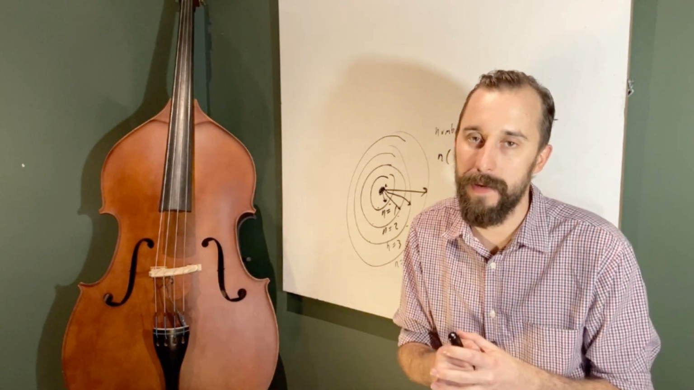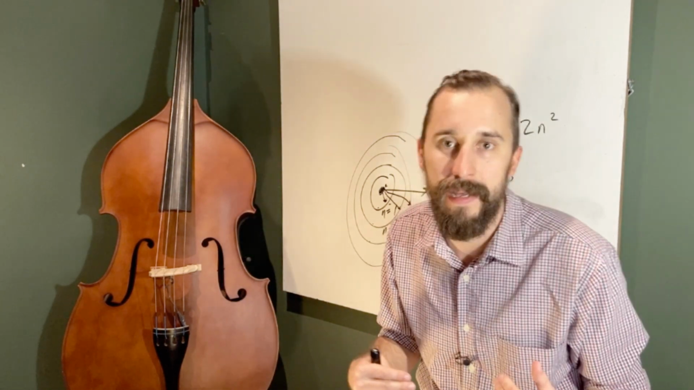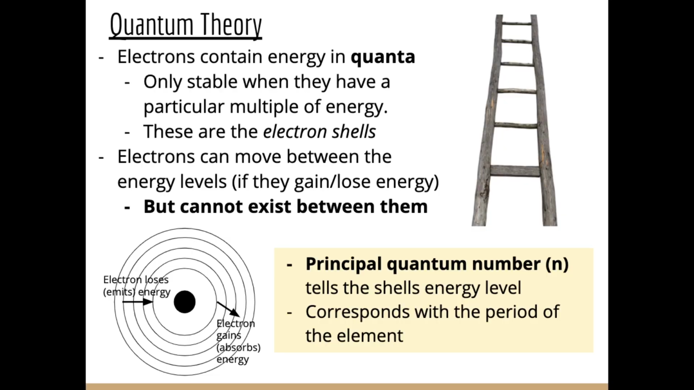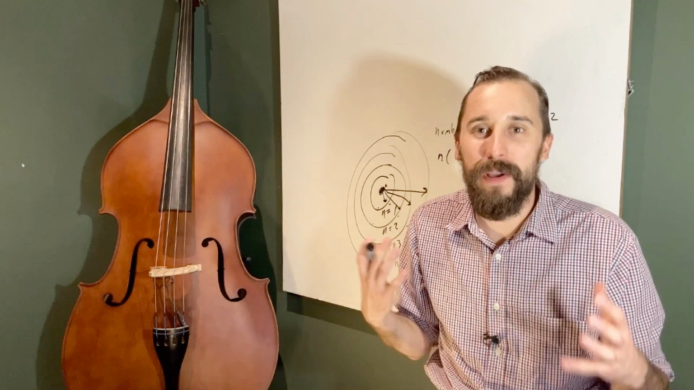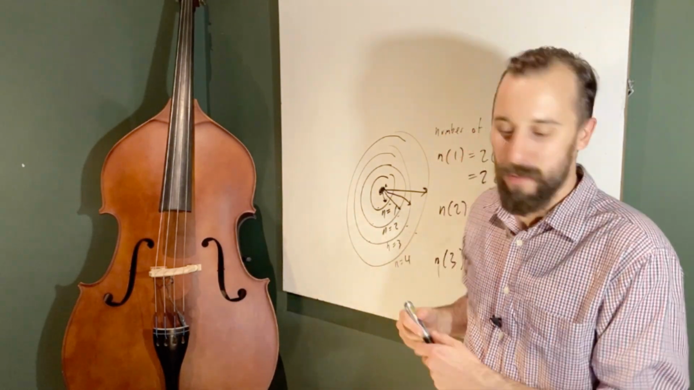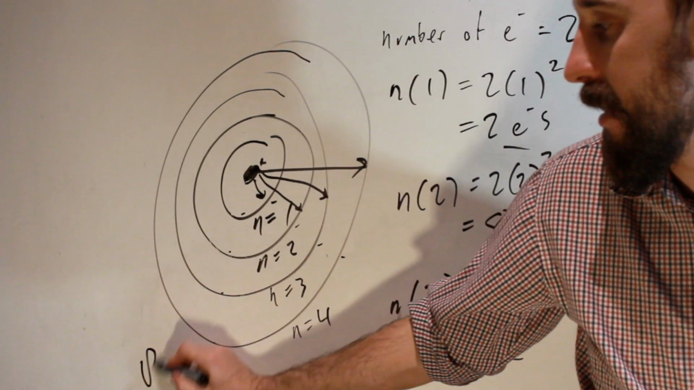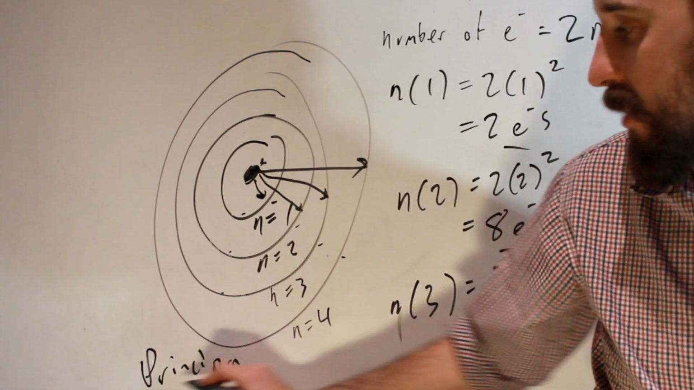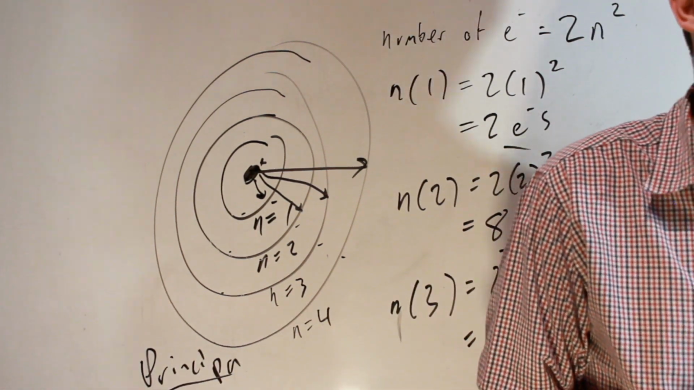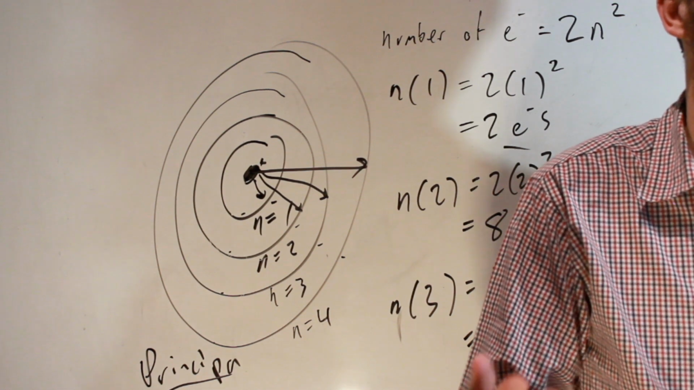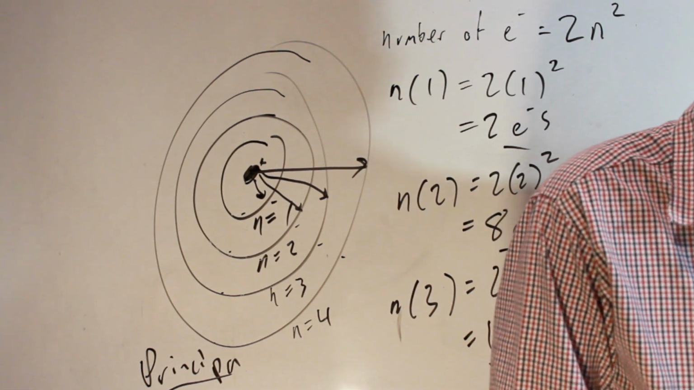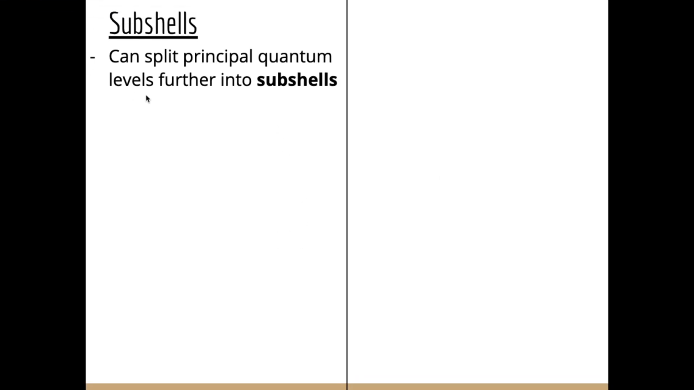Like I said, lots of vocabulary today. Don't be perturbed by it. They just look scarier than they actually are. All right, so we can break down, if we got a principal quantum level, that word principal, that means that it's the main one. So what that implies is that there's steps down that you can go. So we can break down our principal quantum levels into lower levels. We can break them down into subshells. We can split principal quantum levels further into subshells.